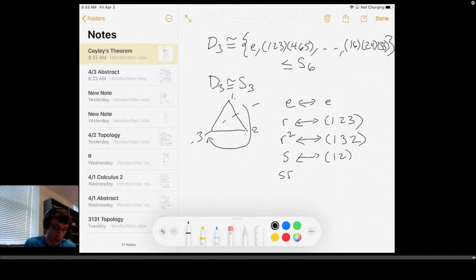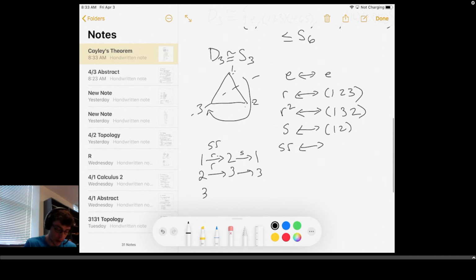SR means you do R first, right? So I rotate. Where does 1 go? For SR, 1 goes to 2, and then I flip it with S. So this is my R, this is my S, and it goes back to 1. Same with 2. Well, no. 2 goes to 3 under R, and then 3 is fixed under S.